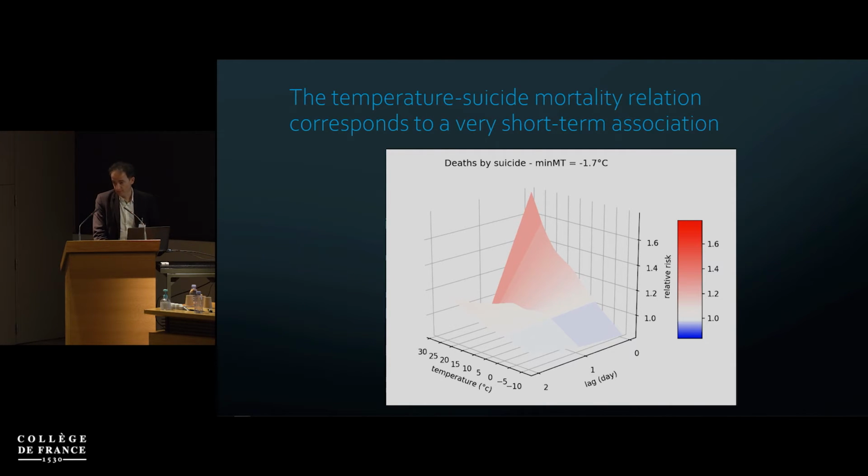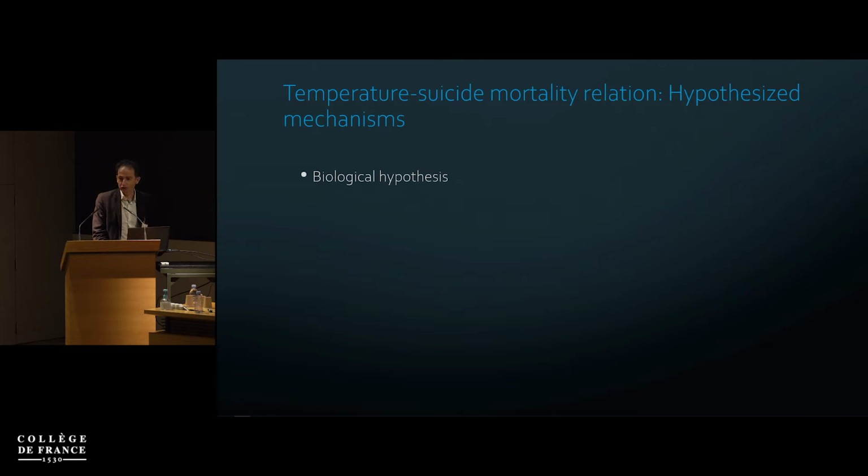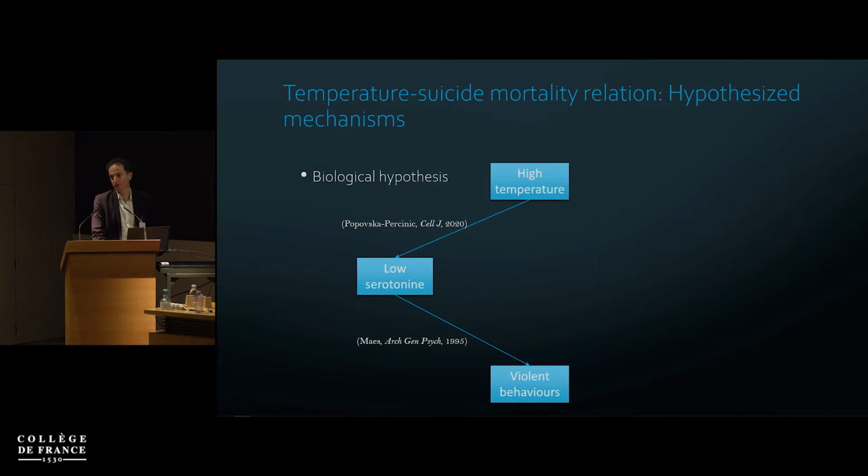There's no obvious explanation of such an association. We can raise hypotheses. One would be a rather biological hypothesis implying hormonal changes, in particular the serotonin pathway. We know that high temperatures are associated with possibly decreased serotonin levels, and low serotonin levels have been associated with violent behaviors. Serotonin is known to be lower in death by suicides compared to death by other causes.